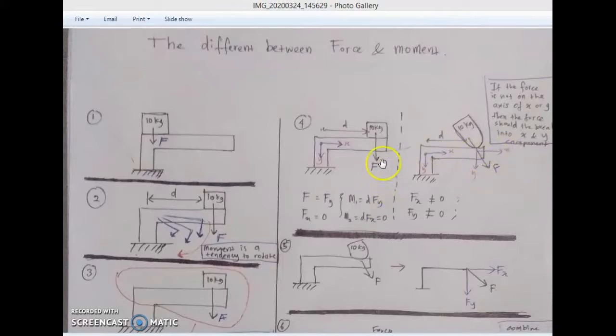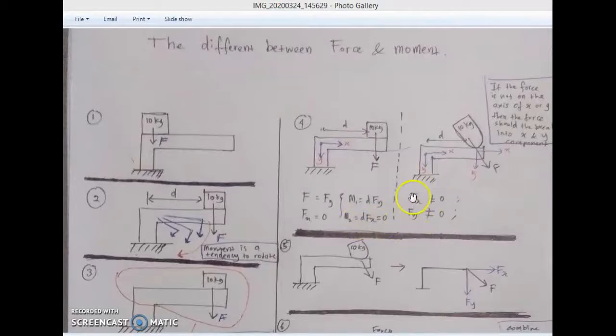If you look at this case, your F is equal to Fy. This is because it is along the Y axis. There is only one force, which is in the Y axis, but in the X axis there is no force, so Fx is equal to 0. So you can simply find the moment M1 is equal to D multiplied by Fy, which is equal to F. Because Fx has no force, the moment in this direction is equal to 0.